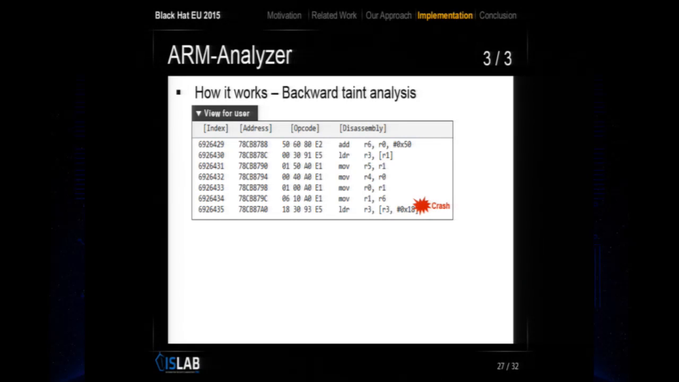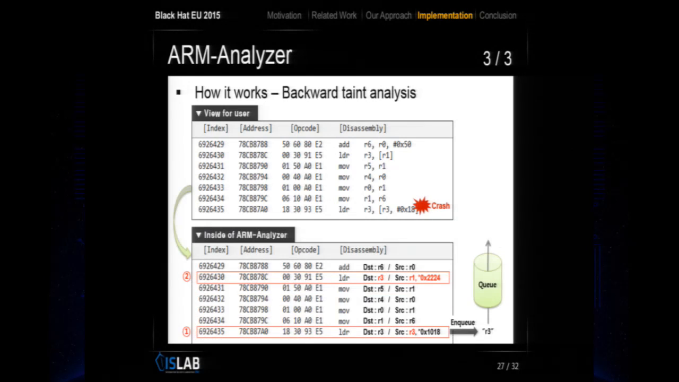This is a view for user. Assume that the last instruction is the crash point. When a user chooses R3 register of source to see if it comes from the input data, it works like this inside of ARM Analyzer.